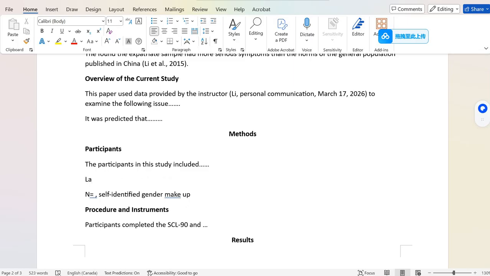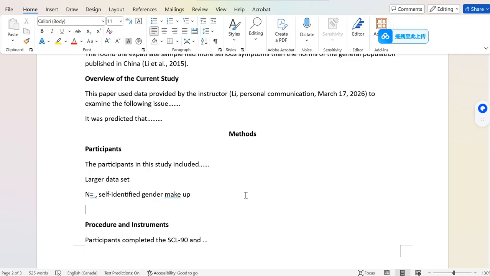This is a larger data set. The total data set from Lee et al. And also report the age. They're all working age, from 20 to 50 plus. No kids, no minors. And the sample for this study, this assignment, was part of the larger data set.